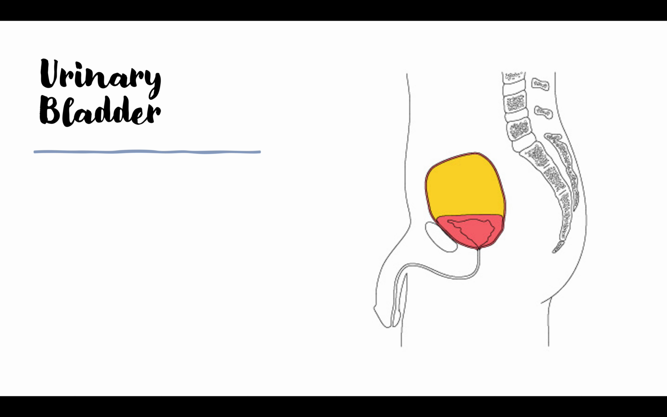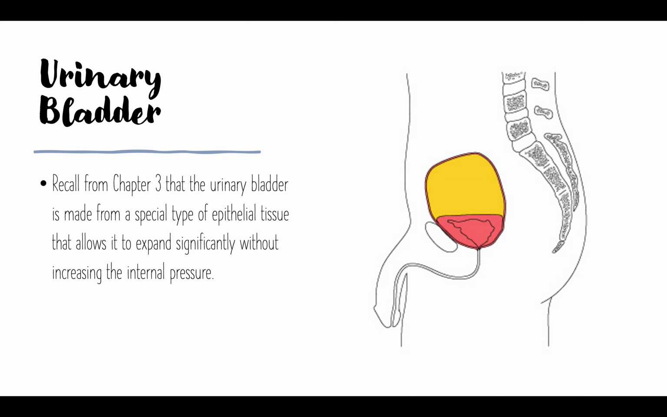Another thing that you should hopefully remember is that the tissue that makes up the urinary bladder is unique. It's only found in this one place in the whole body. So we learned when we were studying histology in chapter 3 that there's this special tissue that changes shape because it expands significantly without increasing internal pressure. And the tissue is called transitional epithelium.